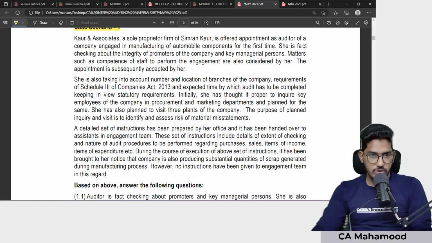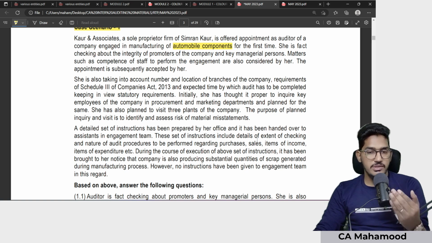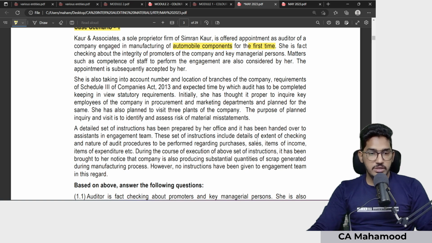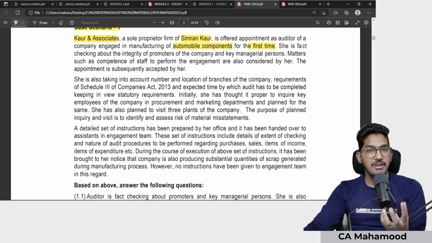So we'll talk about case scenario number 1, what they are talking about here. Kaur and Associates, a sole proprietor firm of Simran Kaur, is offered appointment as auditor of a company engaged in the manufacturing of automobile components for the first time. So it is an initial audit engagement. Why? Because they are clearly saying she is appointed as auditor for the first time. So there is an audit firm, sole proprietor firm, Kaur and Associates. Engagement partner is Simran Kaur. They have been appointed as auditor of one company which was engaged in the manufacturing sector.